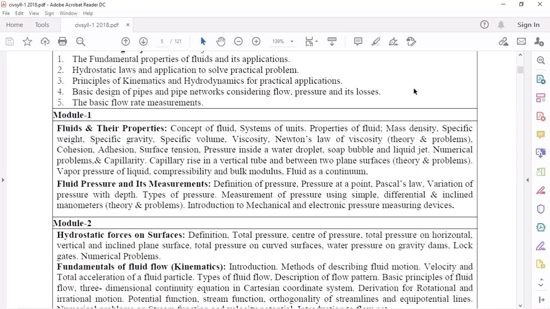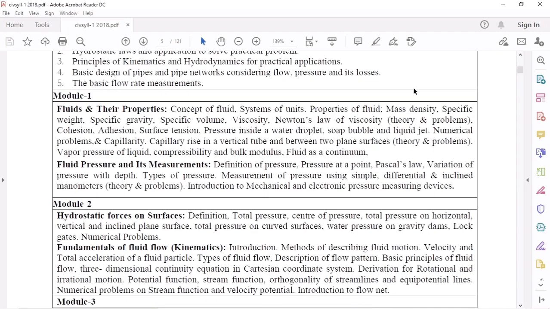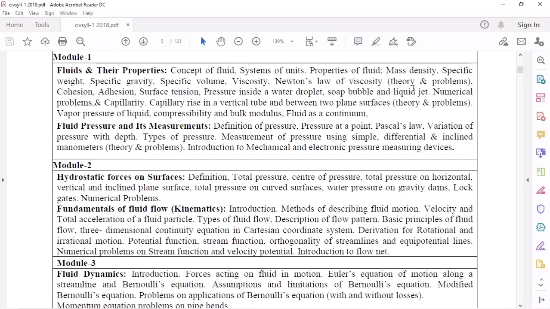So in module 1 we will know about the fluid properties. What is fluid? The concept of fluid properties. Fluid properties like mass density, specific weight, specific gravity, specific volume, viscosity, Newton's law of viscosity. So here we will study the basic things of fluids. After knowing about fluids, we will study the pressure and its measurement. What is fluid pressure, how it is created, and some instruments for measuring pressure, which we will call mechanical gauges. So in module 1 we are going to study about fluid and its basic properties, pressure and its measurement.